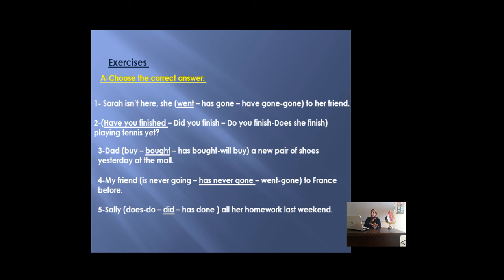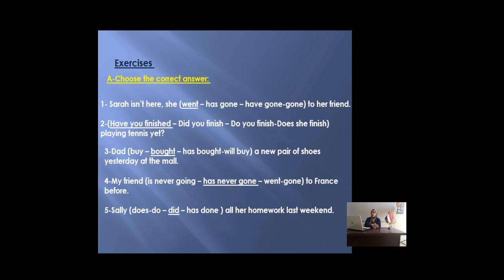Number 2, have you ever finished, or did you finish, or do you finish, or does she finish playing tennis yet? So underline yet, you have the word here yet. So you have to stick with the present perfect tense. Have you finished playing tennis yet? Number 3, Dad buy or bought or has bought or will buy a new pair of shoes yesterday at the mall. So we have here yesterday. It's not one of the keywords of the present perfect, so that's why we have to choose bought. It's in the past only.